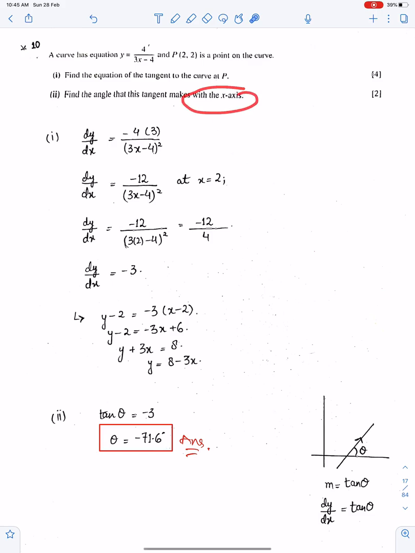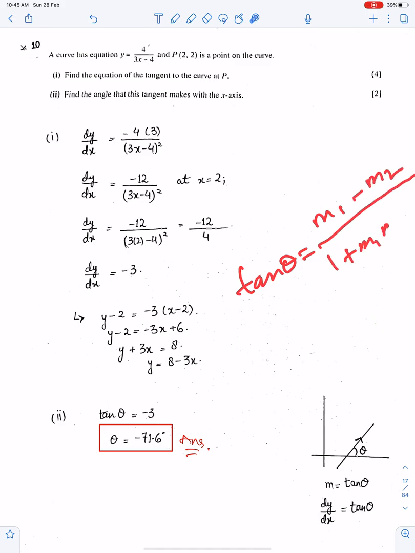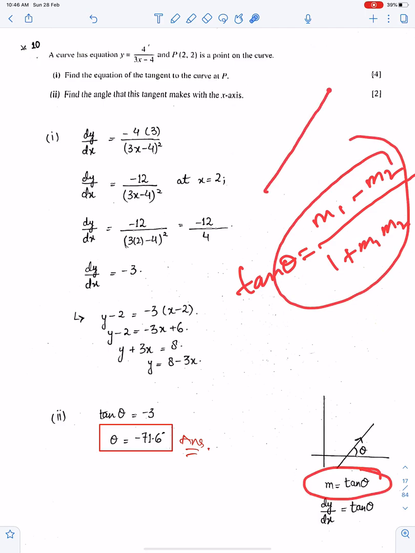Now this is important. Find the angle this tangent makes with the x-axis. You have two options. You can either use this formula, m1 minus m2 over 1 plus m1 m2, or you can use this formula. We use the first formula when we don't have the x-axis, like we did in question number 2. When we have the x-axis involved, then you all know the gradient of the x-axis is 0.